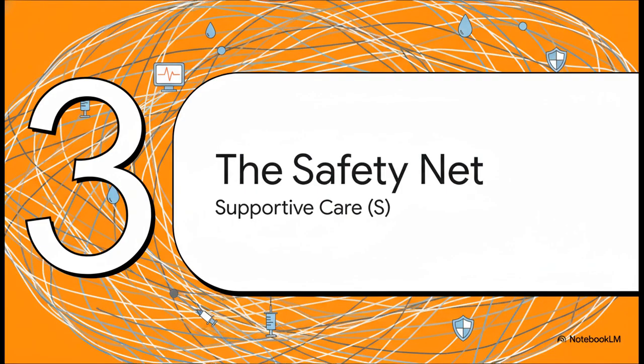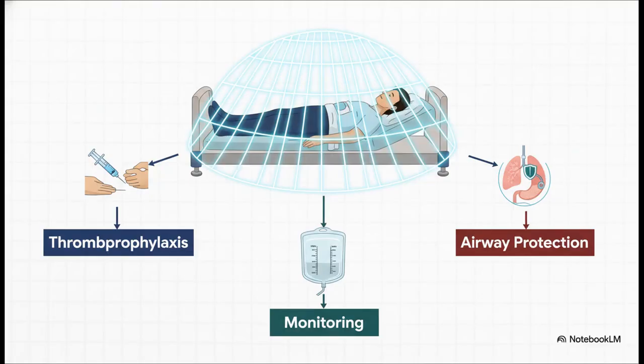We've covered the core treatments. Now we need to discuss the final letter of our mnemonic, S, which stands for the safety net. This covers all the essential supportive care and vigilant monitoring that wraps around our entire treatment plan to prevent complications. So what does that safety net look like? 3 key interventions. First, thromboprophylaxis.